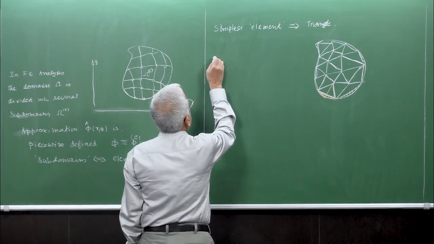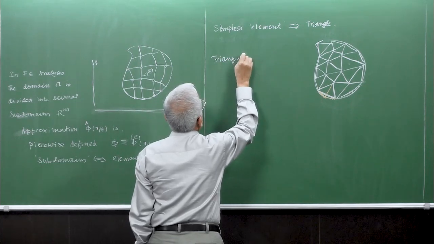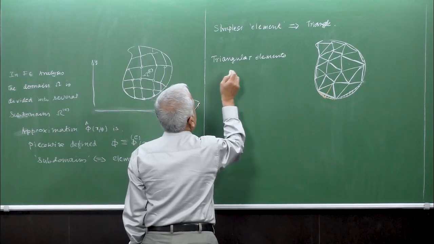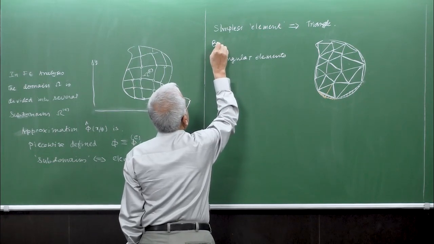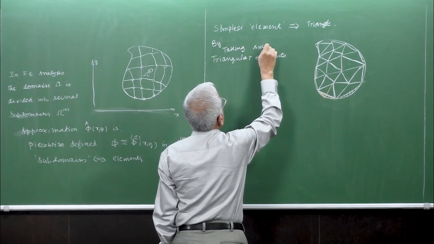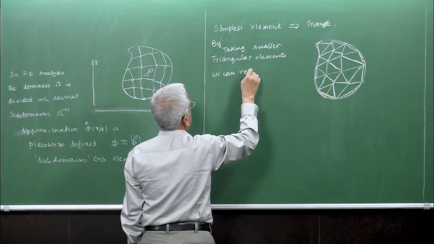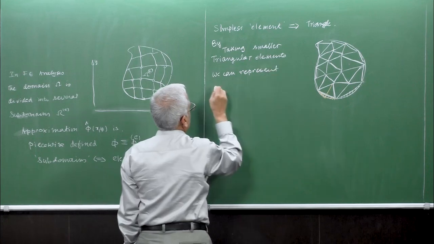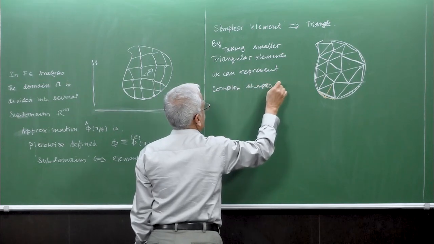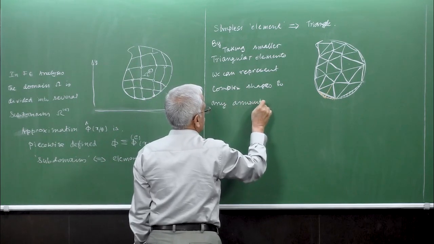So triangular mesh, I'll write it here, by taking smaller triangle elements, we can represent complex shapes to any amount of accuracy. So this is a very important observation.